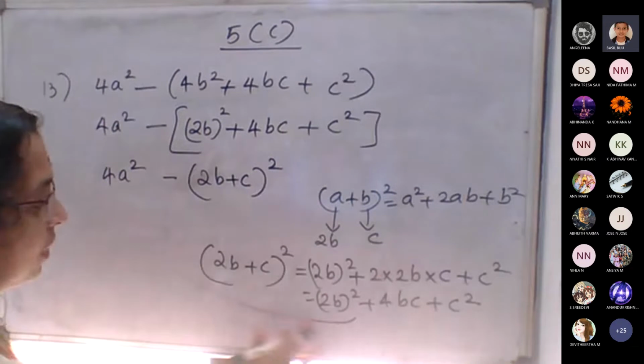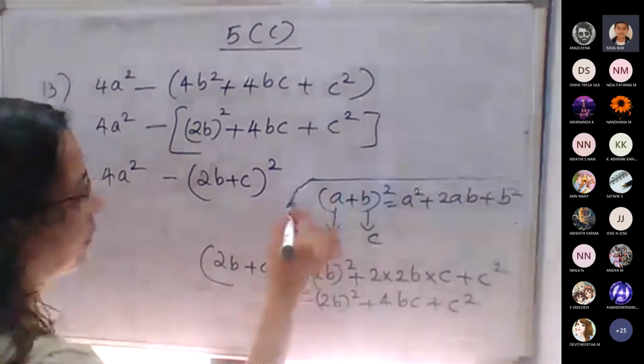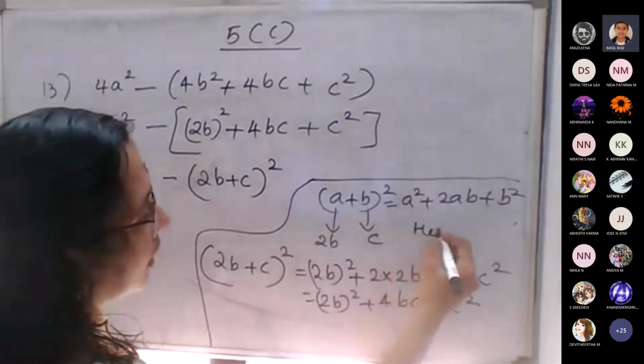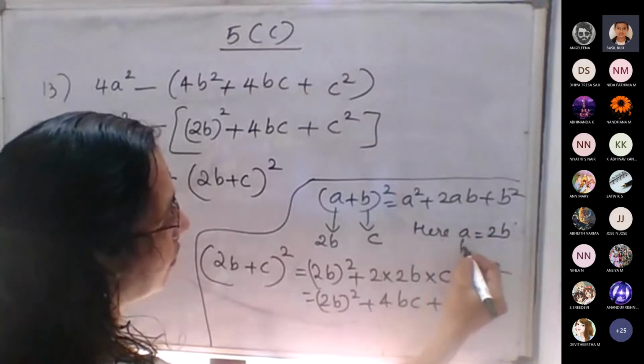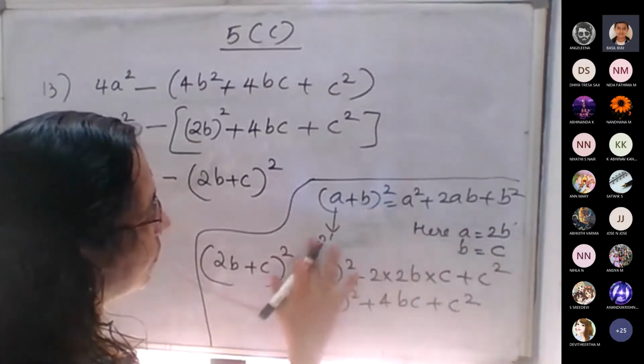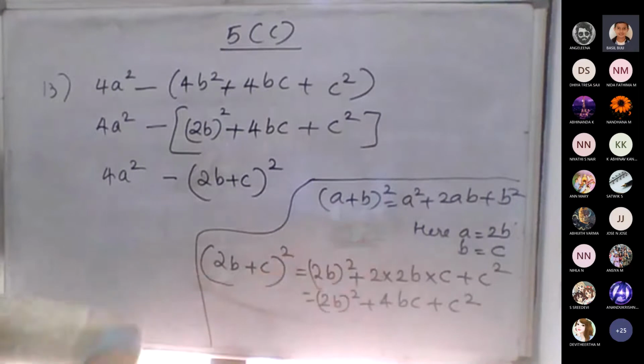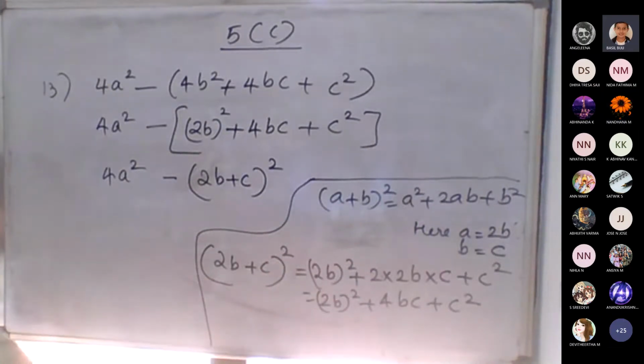Using this, one thing you do in the working order. Write this. Here a is equal to 2b and b is equal to c. So we can write 2b plus c whole square will be 2b whole square plus 4bc plus c square. Then this is in the form of a square minus b square. That you can do. Any doubt in this? Completed up to this? Yes, ma'am.